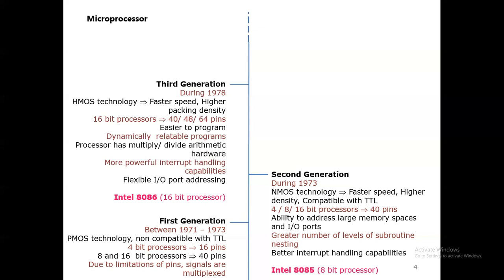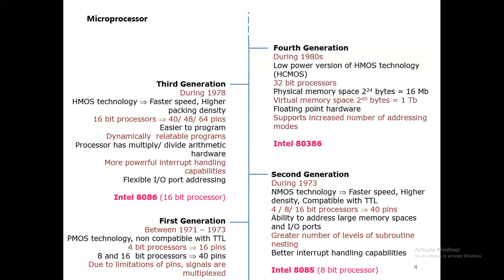Third generation. The third generation was invented during 1978 with HMOS technology, faster than the second generation, with higher packaging density than the second and first generations, and it is a 16-bit processor with 40 pins. Why did they use it? Because it is easier to program and has more powerful interrupt handling capability. So it is flexible, with flexible I/O addressing, and the third generation was the Intel 8086 16-bit processor. That is what we want to talk about today.